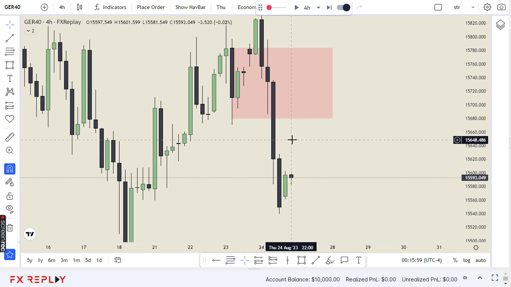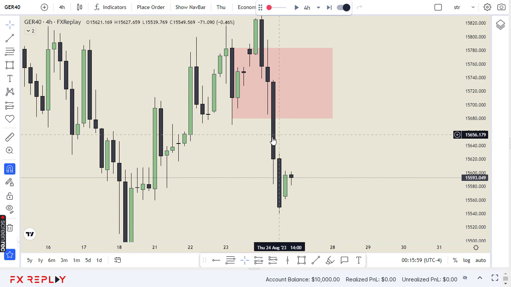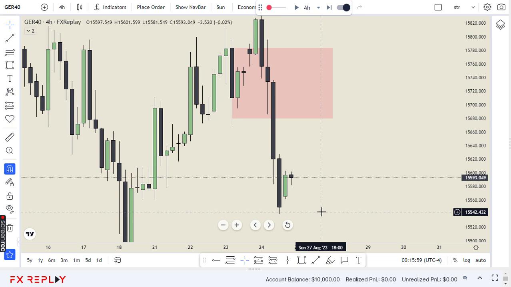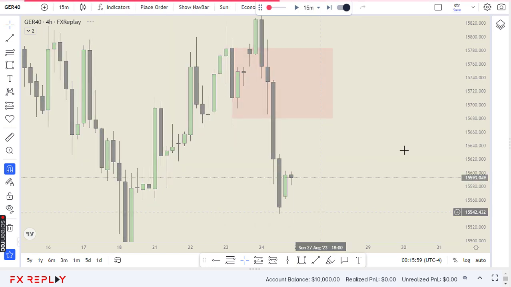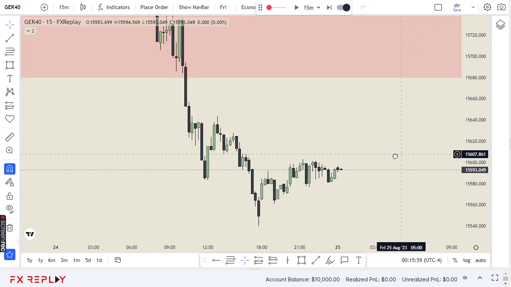price wants to go all the way to here and then continue lower, or it just moves from this area right here, 50%, and then moves to the downside. We don't know that. You wait for the 15-minute time frame to confirm. So let's go to the 15-minute time frame and then we wait.